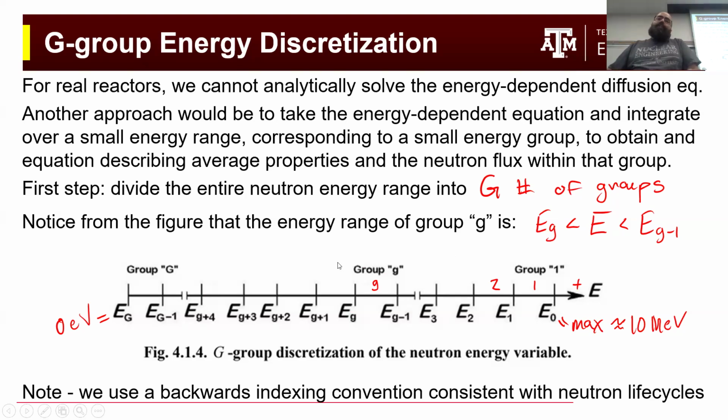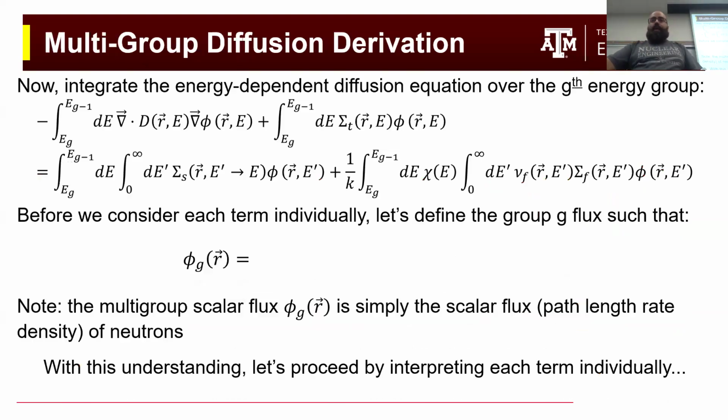So this is our energy discretization, and what we're going to do is take that energy dependent diffusion equation and integrate it over the group g width. This is just taking that diffusion equation and integrating each term over the group width range. So if we're looking at the little g energy group, we're integrating each term from E sub g to E sub g minus 1.